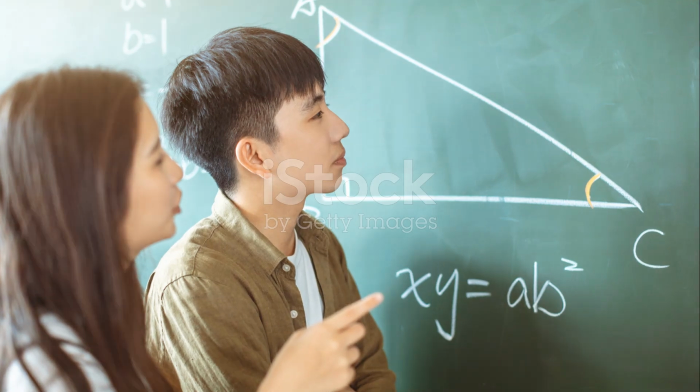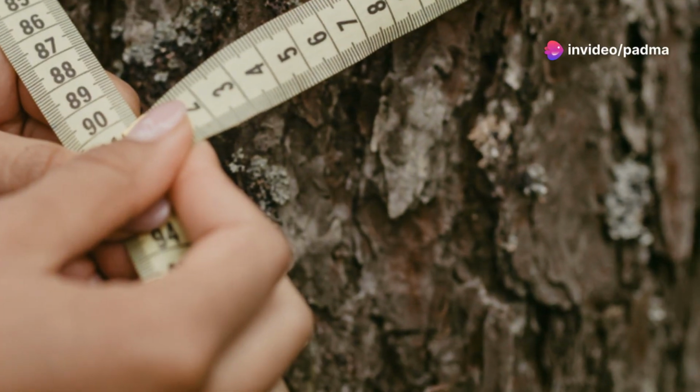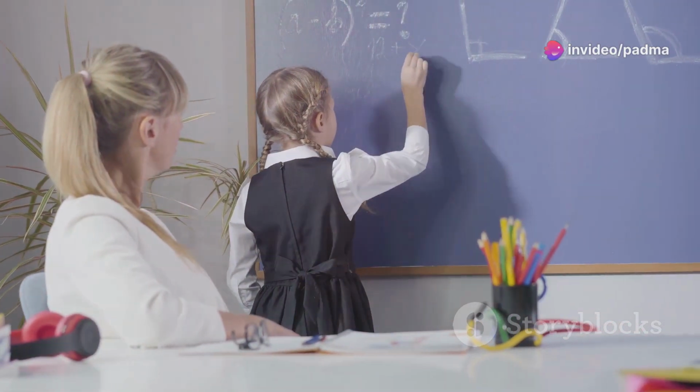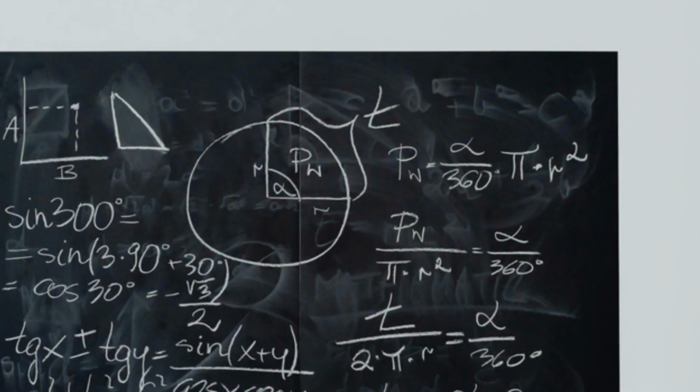Now you have a right triangle. The height of the tree is the opposite side. Your distance from the tree is the adjacent side. You know the angle of elevation and the adjacent side. You can use the tangent ratio. Tangent equals opposite over adjacent to find the height of the tree.